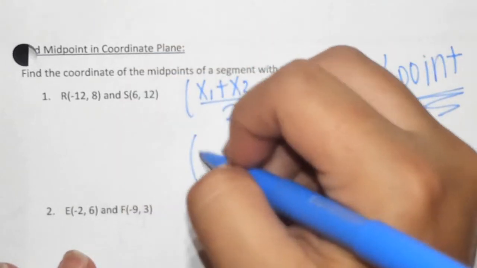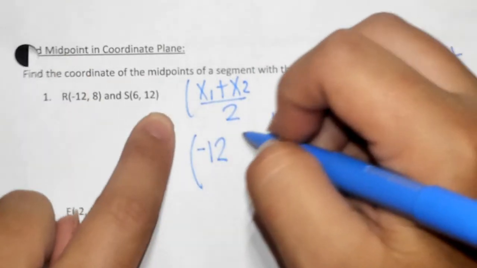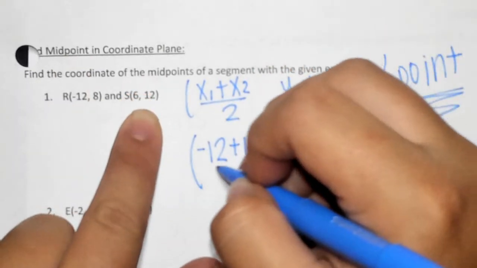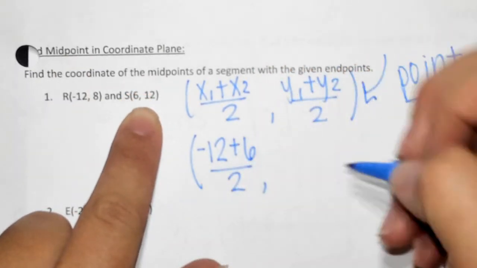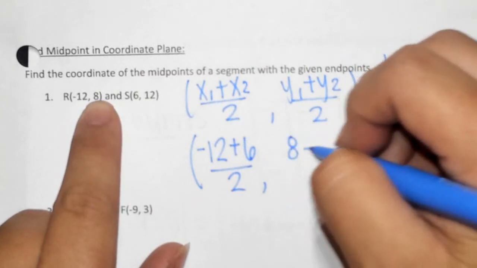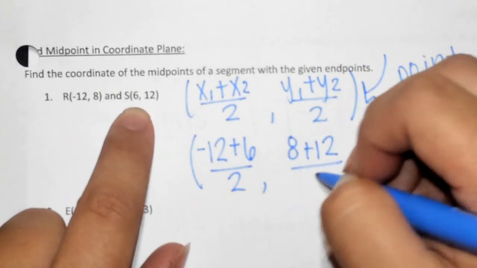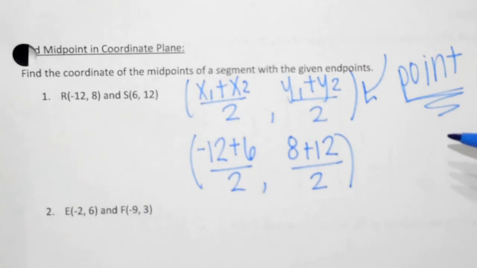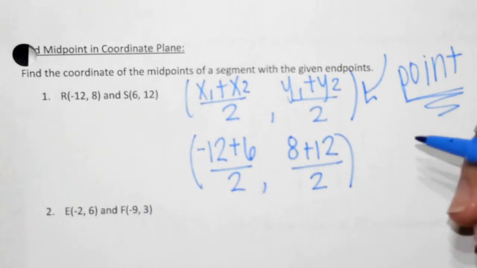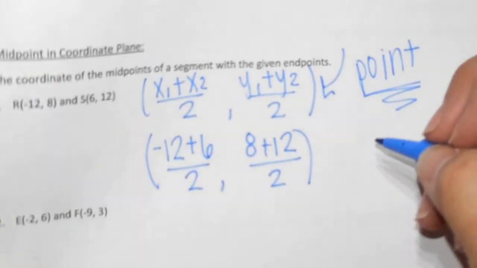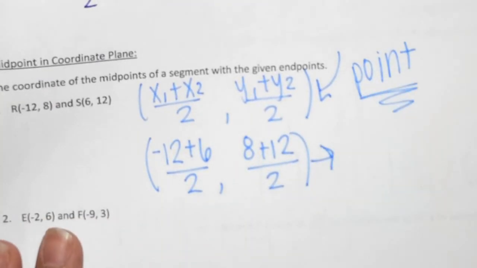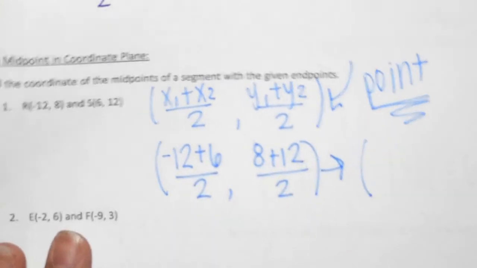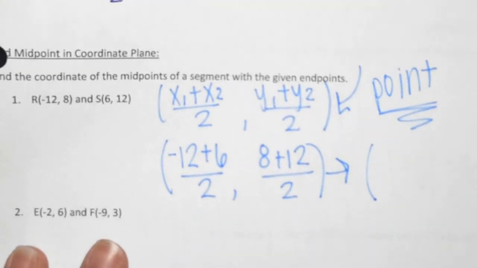So, -12, because that's an x, plus 6, because that's another x, divided by 2. And then 8 plus 12, divided by 2. So I just added my x's and my y's and divide it by 2. So your answer, the thing is up there. You can bring that to me, but your note that we're doing right now is up there.